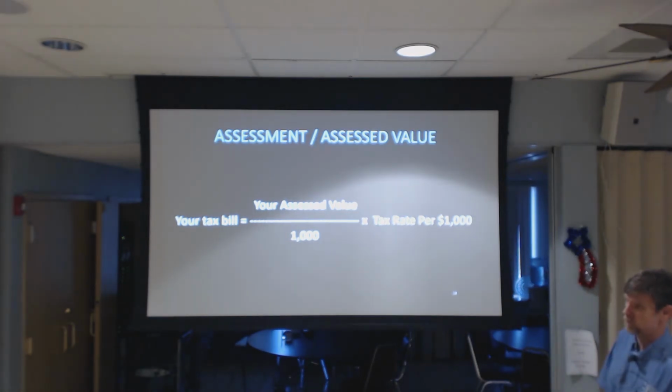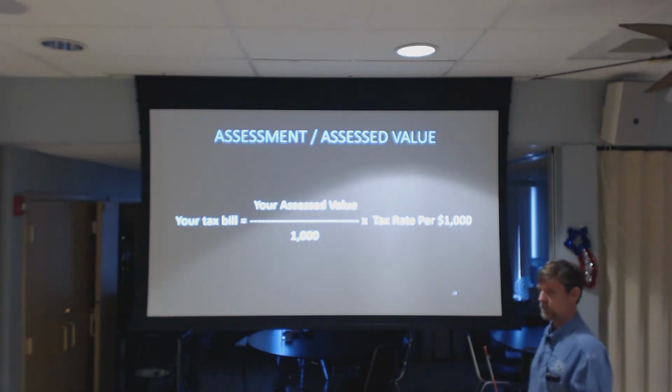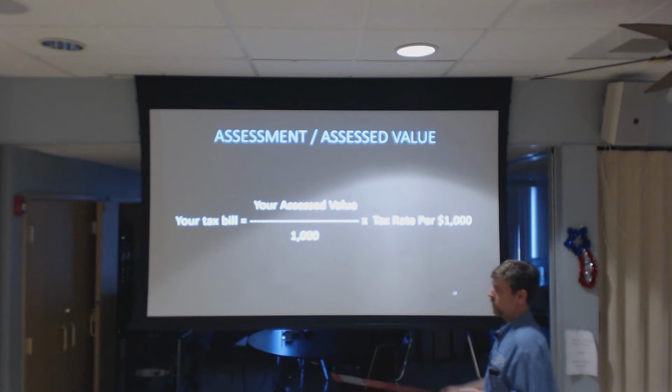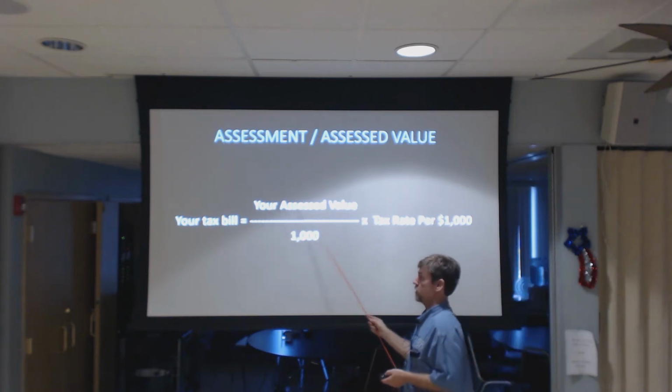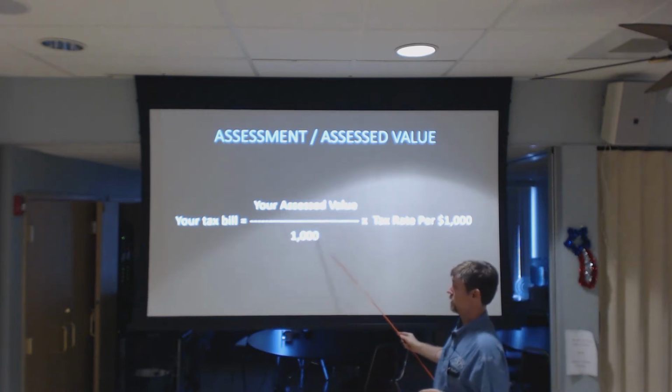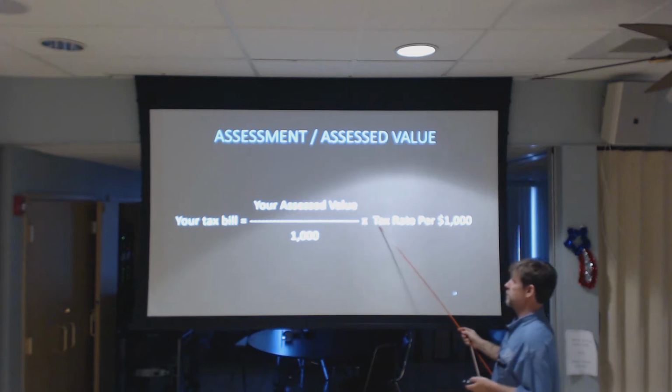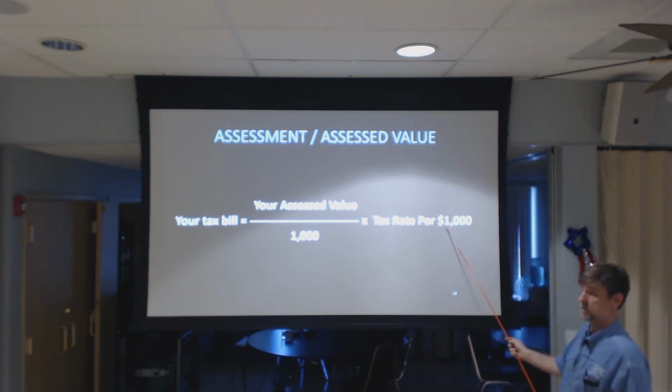So your tax bill follows a very simple mathematical formula. It is simply your assessed value divided by 1,000, multiplied by the tax rate per $1,000.